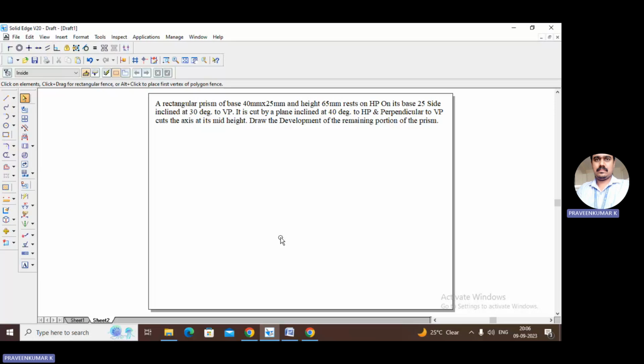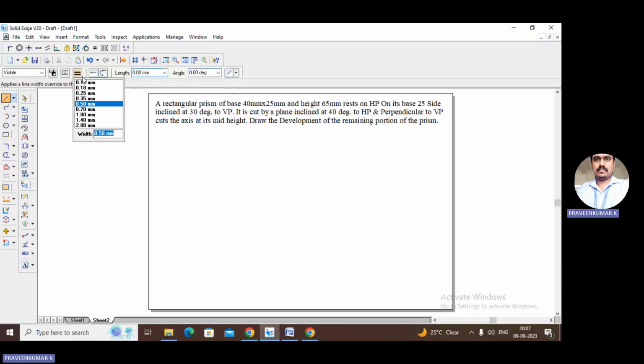So this is the development of a rectangular prism. The base dimension is given 40 by 25 mm and height of the prism is given 65 mm. It is resting on HP on one of its base 25 mm side, which is inclined at 30 degree to VP, and it is cut by a plane inclined 40 degree to HP and perpendicular to VP. Cut the axis at the mid height. So draw the development of this remaining portion of the solid.